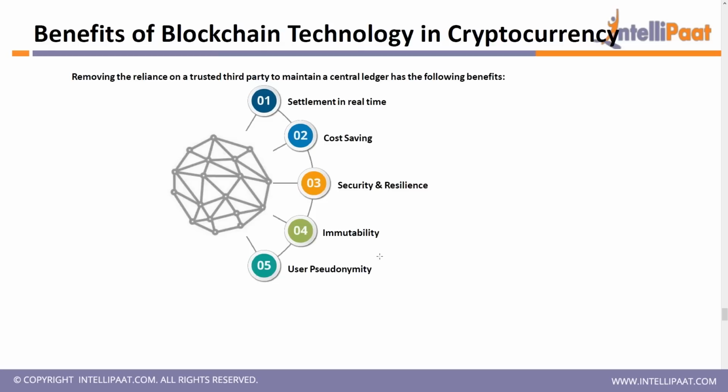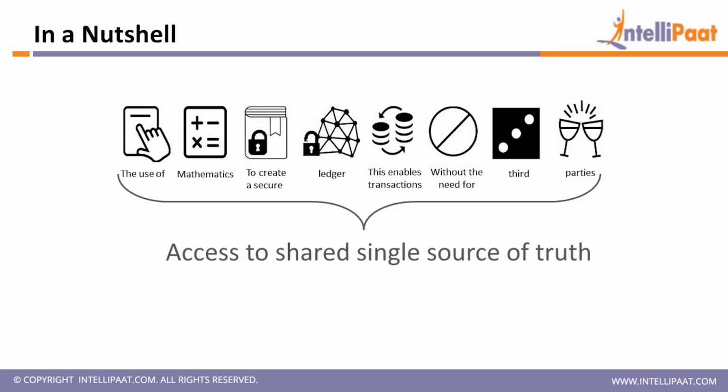Removing the reliance on a trusted third party to maintain a central ledger has the following benefits: settlement in real time, cost saving, security and resilience, immutability, user pseudonymity. We will see how all these benefits come from blockchain. So, in a nutshell, the use of mathematics to create a secure ledger enables transactions without the need of third parties, and hence access to a shared single source of truth. There is no authority or controlling person to manipulate your data inside your organization when using blockchain.